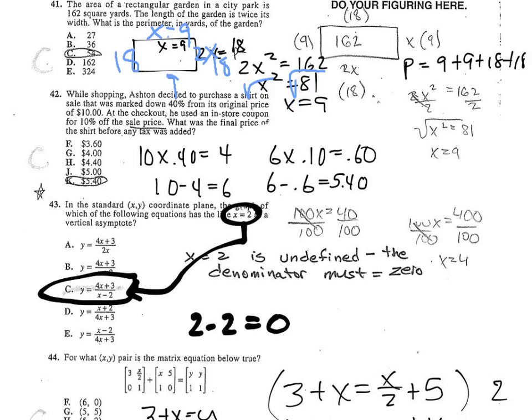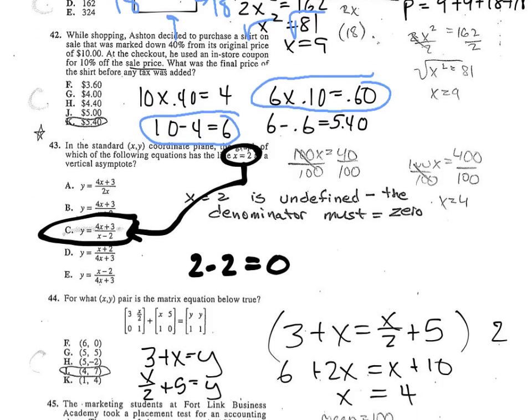For 42, we start with $10, and since it was marked down 40%, we multiply times 0.4 to get $4. 10 minus 4 gives us 6. He then used a 10% off coupon, so 6 times the 10% gives us 60 cents. So we subtract that from the original 6, and we get $5.40, letter K.